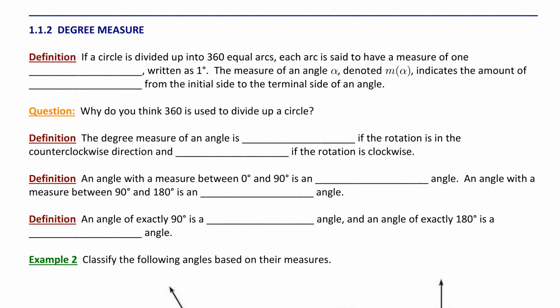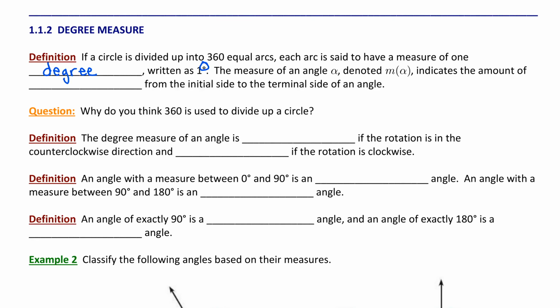Once we understand the anatomy of an angle, then we can begin to measure those angles. In section 1.1.2, we'll consider the degree measure of an angle. Definition: if a circle is divided up into 360 equal arcs, each arc is said to have a measure of 1 degree.